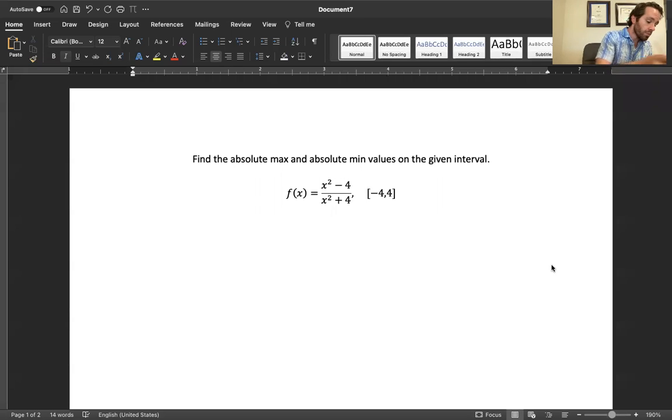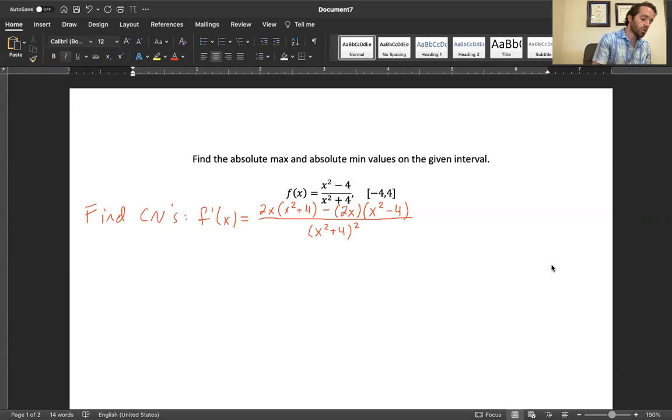So what we're doing here is finding the derivative first. So find the critical numbers. That'll be found by getting f prime. This is quotient rule, of course. So we've got 2x from the derivative of the top times the normal version of the bottom, x squared plus 4, minus the derivative of the bottom, that's again 2x, times x squared minus 4, over the square of the bottom, x squared plus 4 squared.